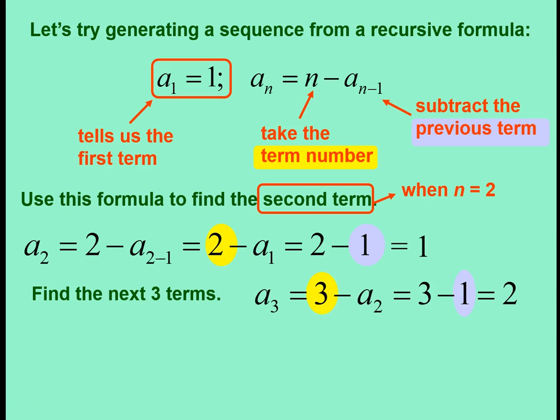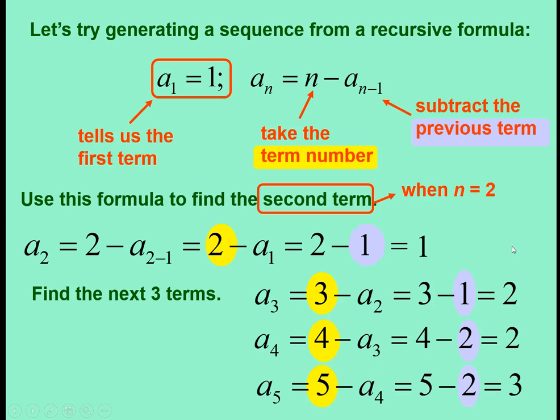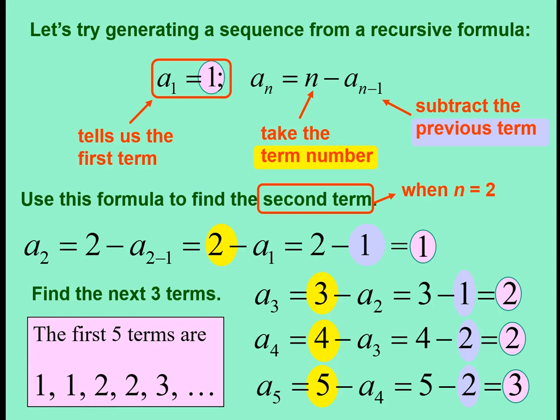Notice a sub 3 is 3, the term number, minus a sub 2. A sub 2 is 1, so we substitute the previous term 1 into our formula. A sub 4 is 4, the term number, minus a sub 3. A sub 3 is 2, so we have 4 minus 2, which is 2. So the third term and the fourth term are both 2. A sub 5 is 5 minus a sub 4, or 5 minus 2, since a sub 4 equals 2, and that gives us 3. So the first 5 terms are 1, 1, 2, 2, 3.